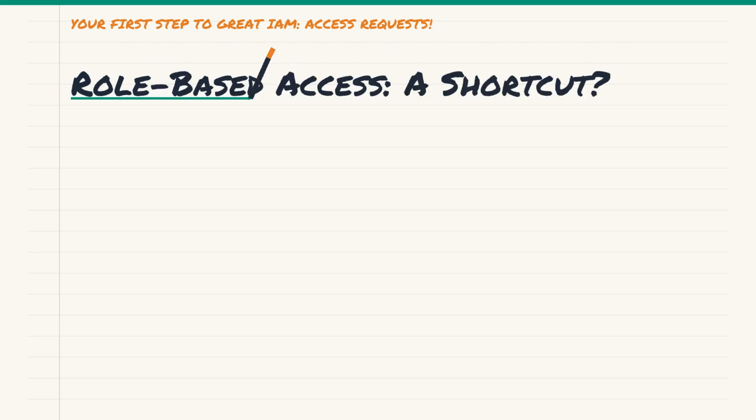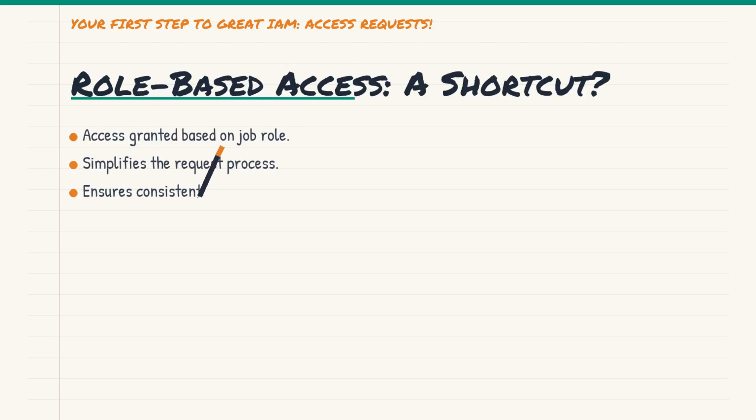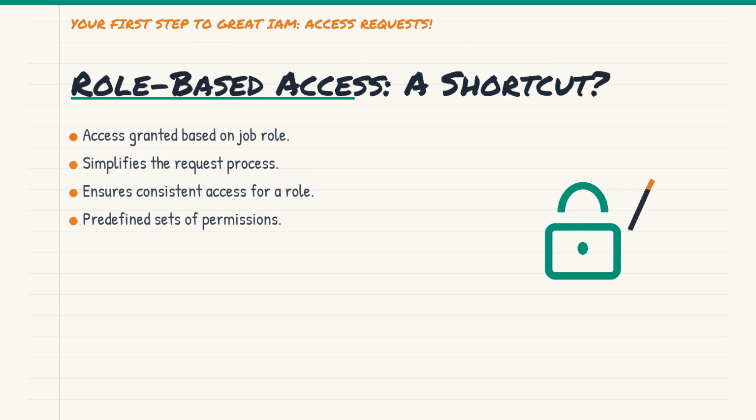Sometimes, instead of requesting very specific permissions, you might request a role. Think of roles like sales manager or customer support agent. Each role comes with a predefined set of access rights. This simplifies things a lot. Instead of asking for 50 different permissions, you just ask for the sales manager role. This makes requests faster and ensures consistency, as everyone with that role gets the same access. It's like choosing a preset meal instead of ordering every dish individually.